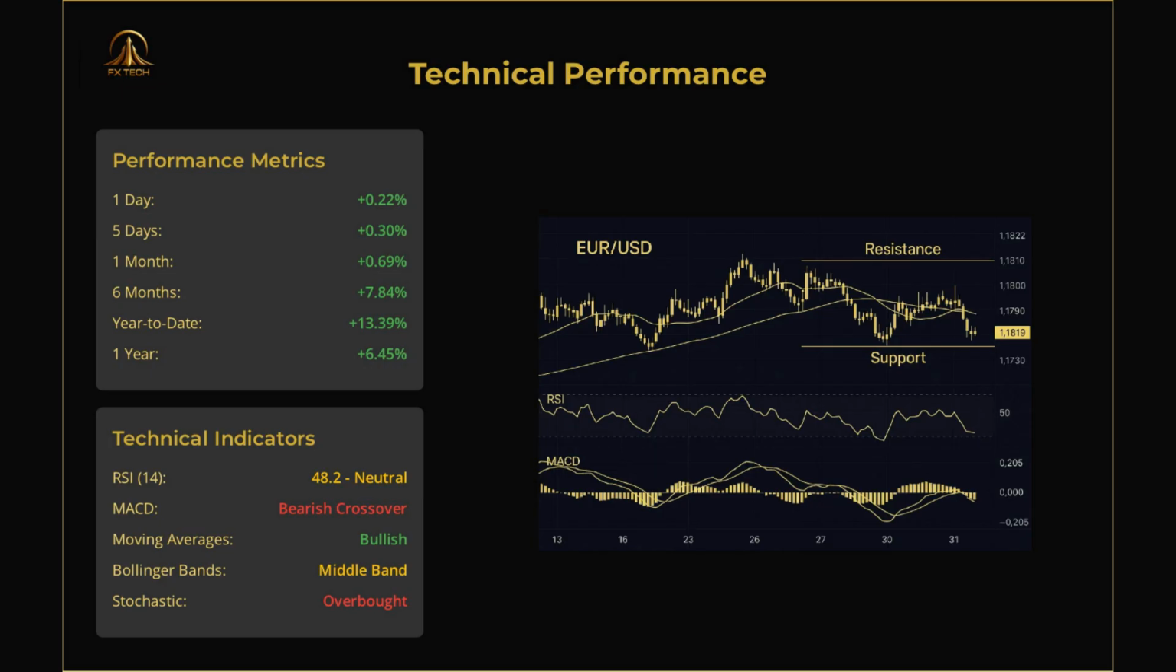Looking at key technical indicators, the RSI currently sits at 48.2, indicating neutral momentum. The MACD has recently formed a bearish crossover, suggesting some potential short-term downside risk. However, moving averages remain bullish, with price holding above key moving averages. The Bollinger Bands show the price trading near the middle band, indicating reduced volatility, while the stochastic oscillator is in overbought territory, potentially signaling a pullback. The chart clearly shows the recent consolidation pattern followed by the upward break. Pay particular attention to the 1.1733 level, which has proven to be significant support in recent trading sessions.